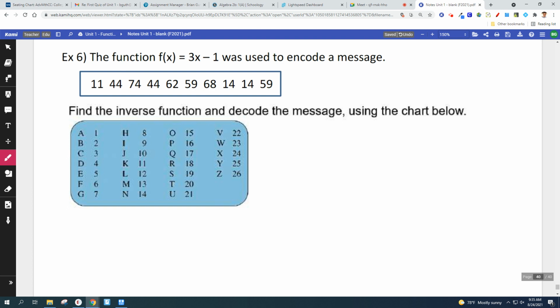Okay, number 6. This is kind of interesting, I suppose. It says the function f of x equals 3x minus 1 was used to encode a message. This is the message. Find the inverse function and decode the message using the chart below. So kind of interesting that you can do that. We want to find the inverse. Let's call this y. Let's switch x and y.